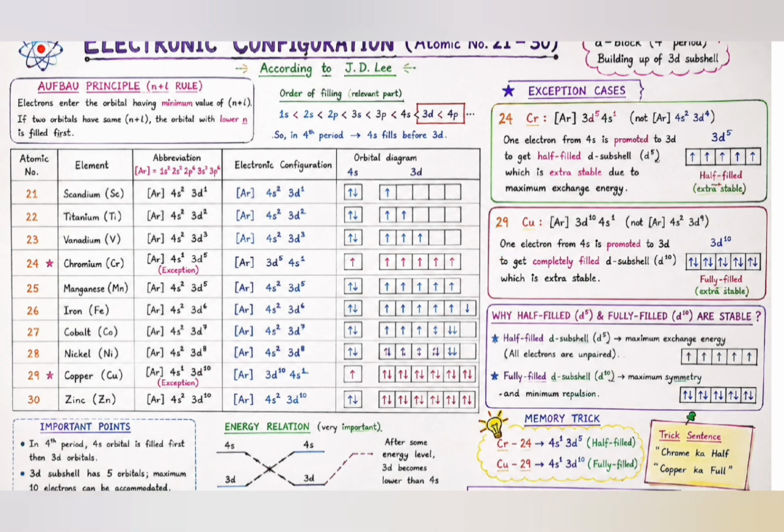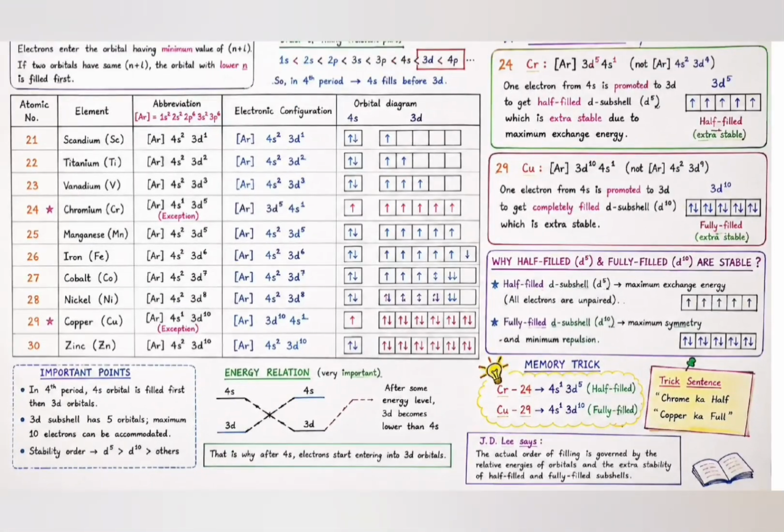Hope this video helped you to understand the half-filled and full-filled configuration and the exceptions present between atomic number 21 to 30, that is chromium and copper. You can remember these exceptions with this trick also: Chromium ka half and copper ka full. In this way, chromium ka half and copper ka full. By this trick, you can easily remember where the exception is present. Once you are used to this configuration, it is very easy to remember that chromium and copper are the exception cases.